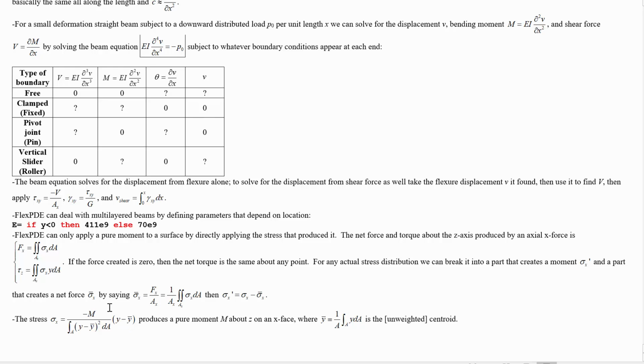So just do some double checks if you're going to be using this for a different moment than a Z moment applied to an X surface. Then make sure that the moment that you're applying still is in the right direction. Just check that the stress that you get from the function makes sense to apply the moment that you're looking for.